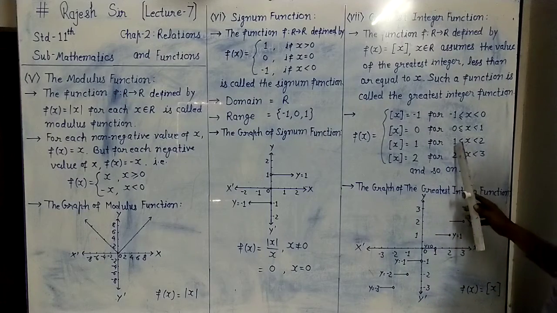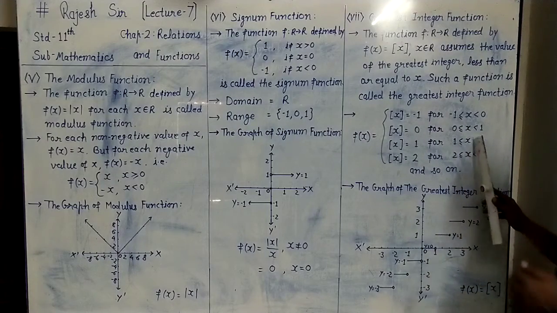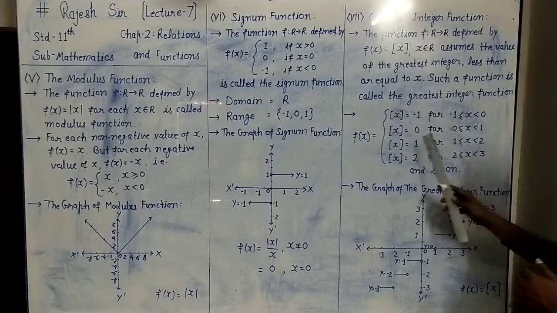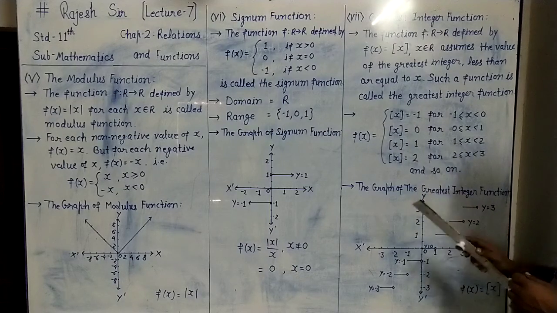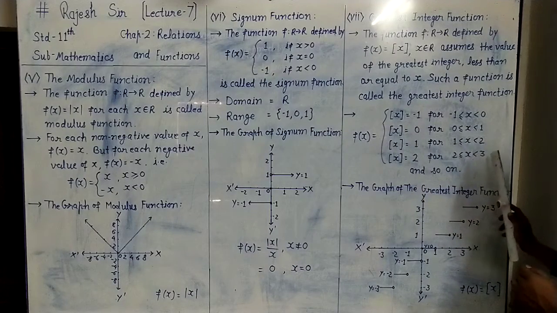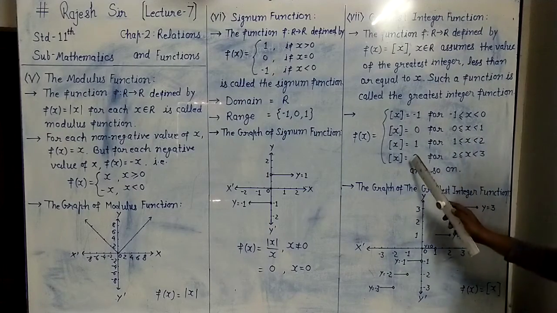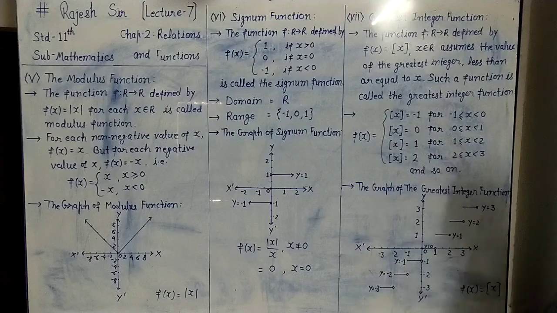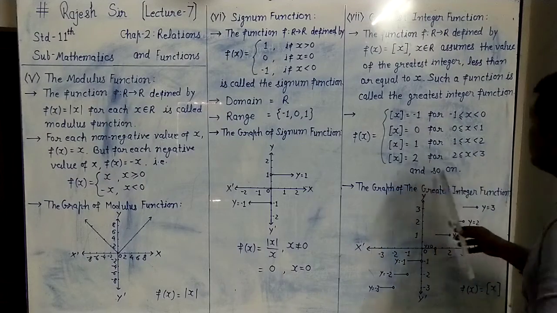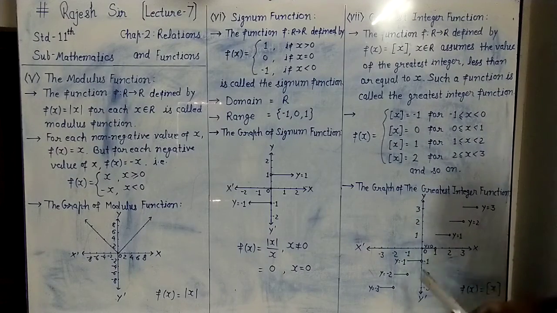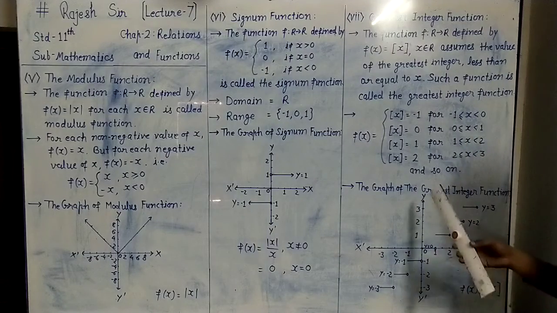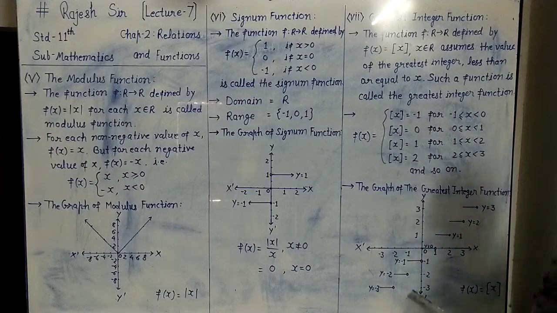For 1 less than or equal to x less than 2, its integer value will be 1. For 2 less than or equal to x less than 3, that value we have to take as 2. And so on. We can make infinitely many conditions and their answers in this way.